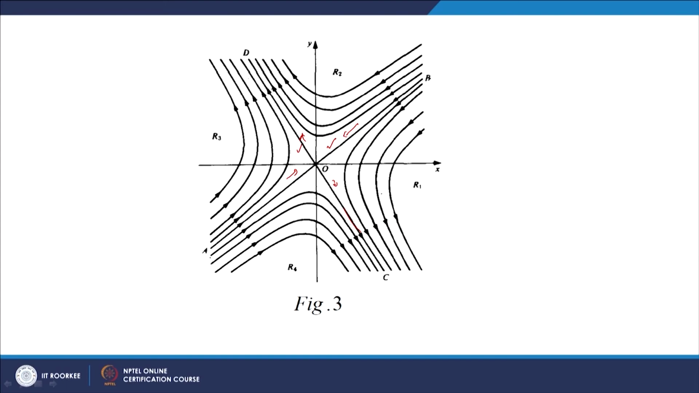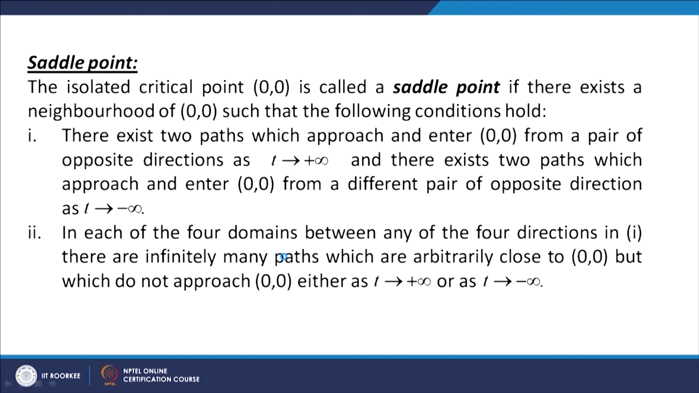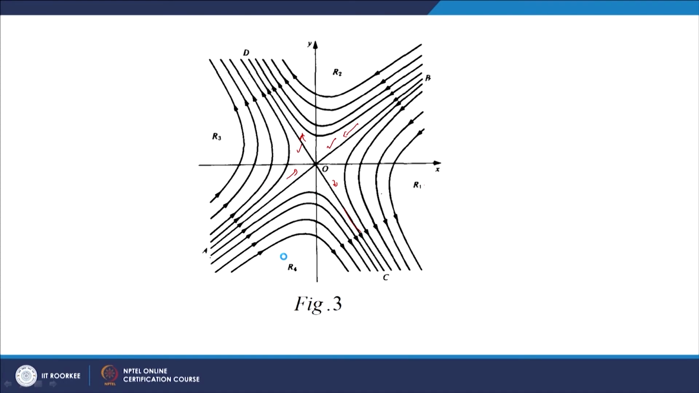Now you can see these four directions divide this xy plane into four regions, R1, R2, R3 and R4. In each of the four domains between any of the four directions there are infinitely many paths. You can see there are infinitely many paths like this.